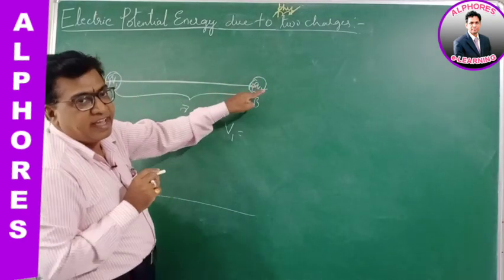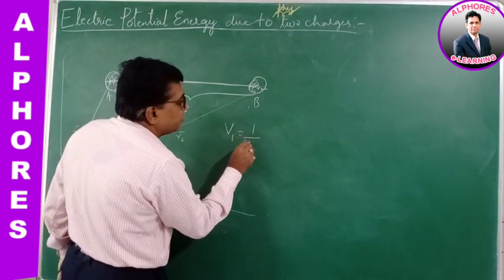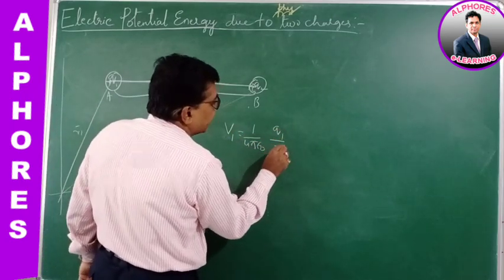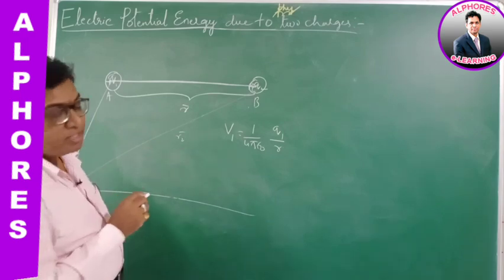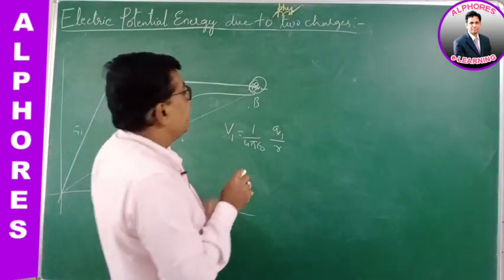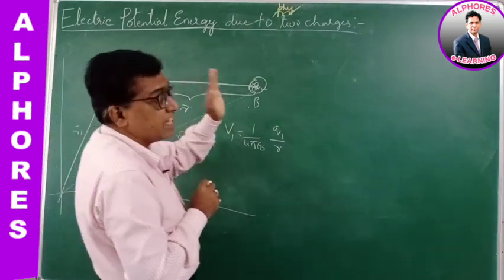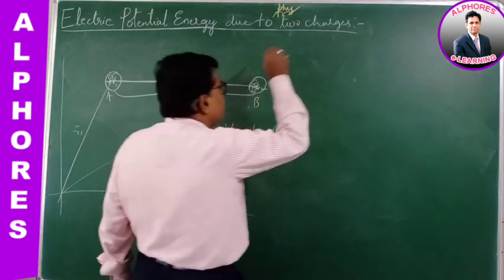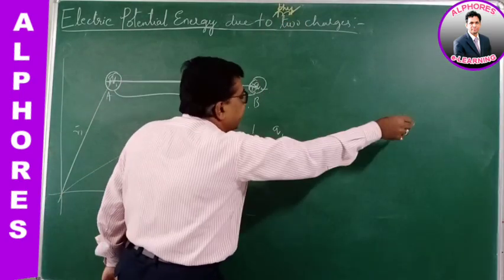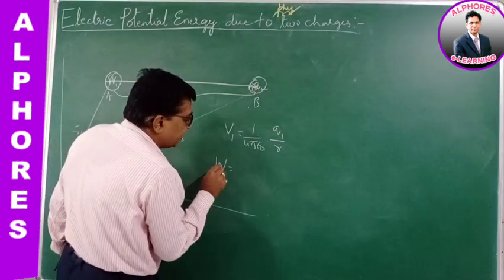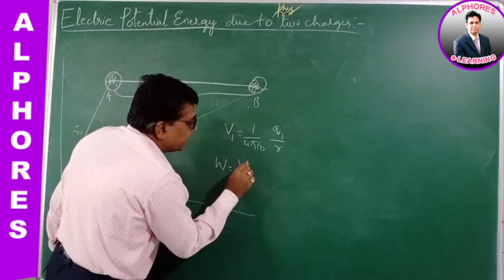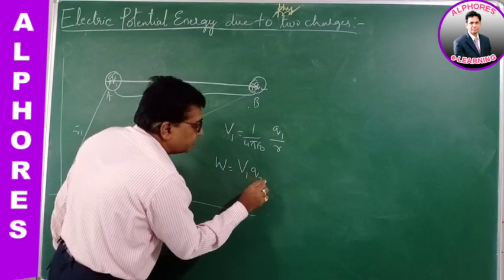So the potential due to A at that point B is 1 by 4 pi epsilon naught, charge at A, that is Q1 by R. Now the potential at B is V1, that is 1 by 4 pi epsilon naught Q1 by R. Now in the electric field of A, I am bringing a charge Q2 from infinity to the point B. So the work done in moving a charge from infinity to this point is the potential at that point into charge Q2.